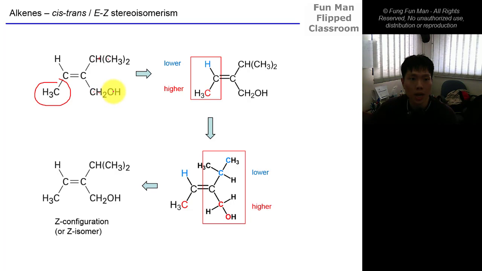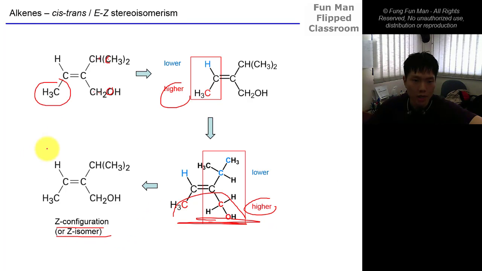Alright, so who is higher? O. O beats carbon. Ta-da! So since the higher ones are on the same side, it will be the Z isomer. I'm going to let you guys know that, right?